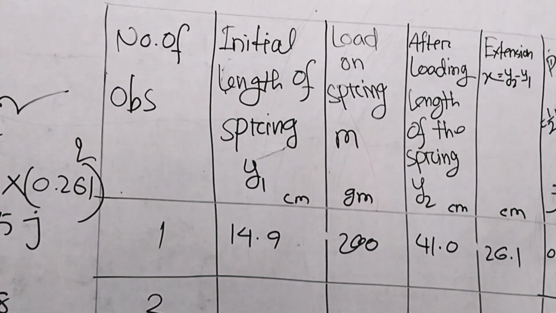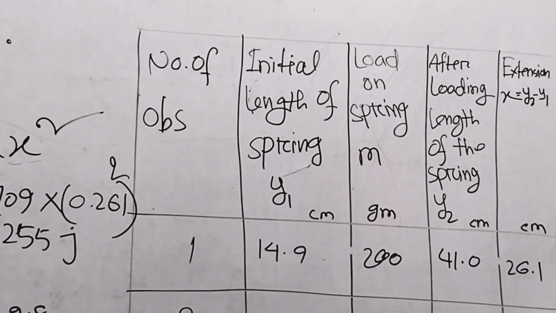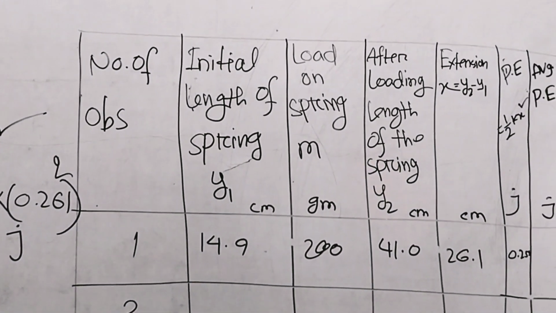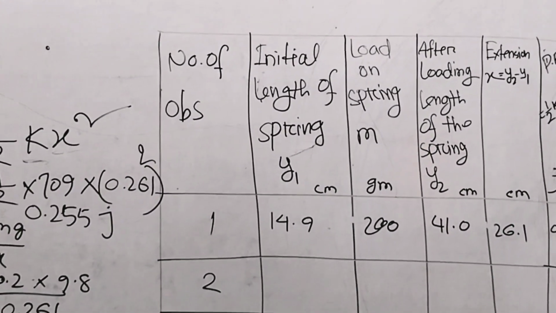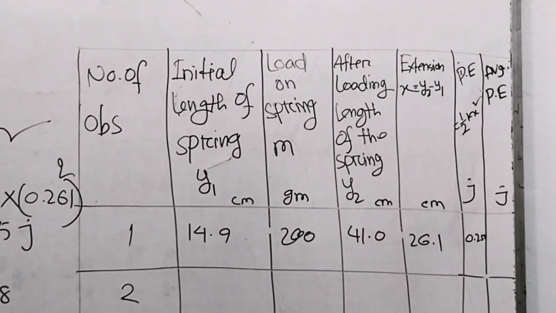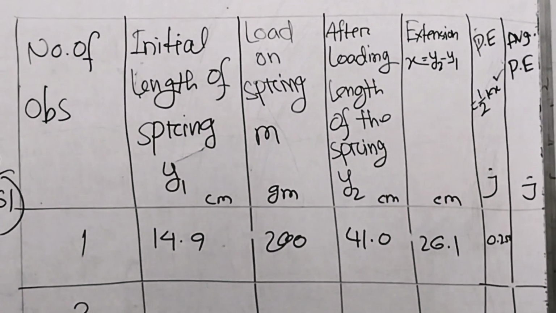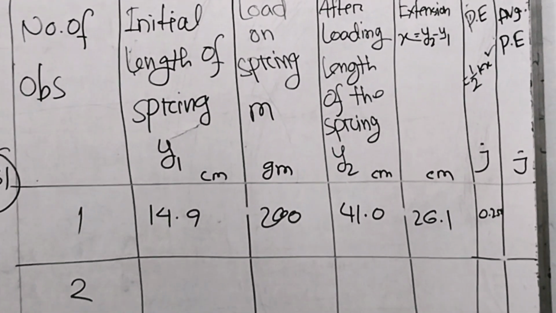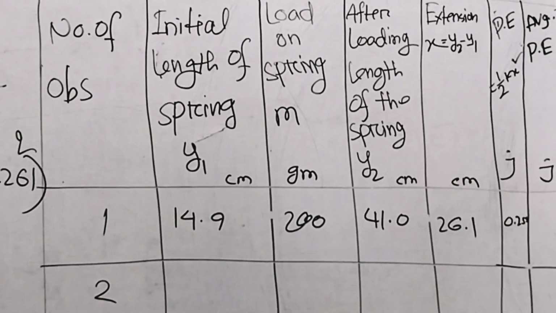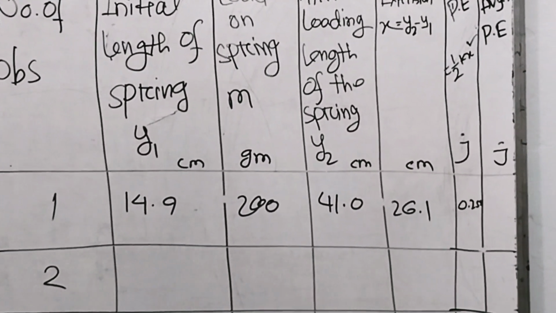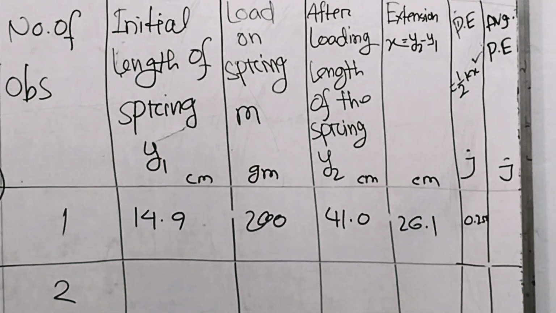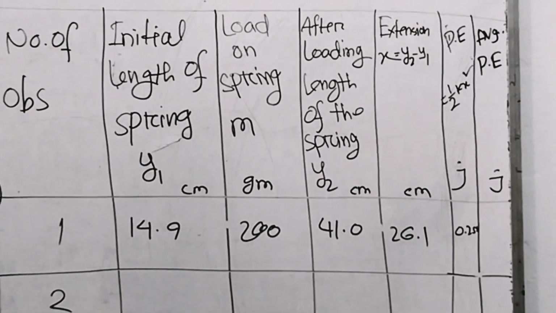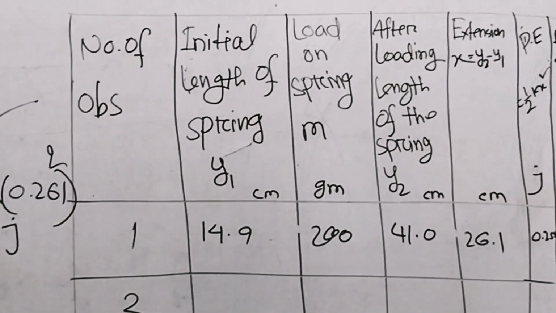Here one table is given, with the number of observations. We are taking 1, 2, 3, 4, 5 observations. Initial length of the spring we are taking as y1 in centimeter. Now load on spring m in gram. Then after loading, the length of the spring is y2, so extension x equals y2 minus y1. Then potential energy equals half kx squared. Then we will take the average PE.